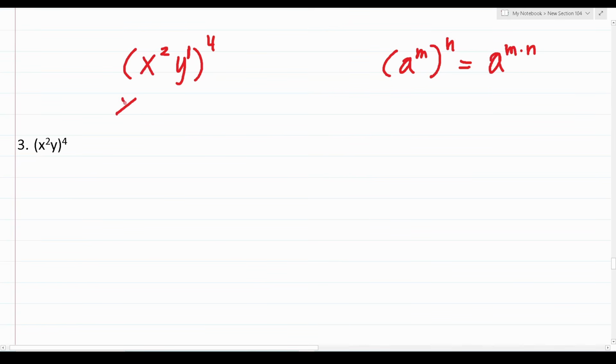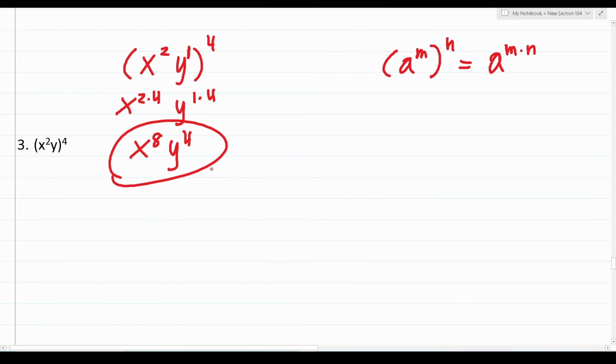This becomes x. Again, we're going to be multiplying our exponents. So this is going to become 2 times 4, y, 1 times 4. And that's actually pretty easy to work out. This becomes x. 2 times 4 is 8. Y, 1 times 4 is 4. All right, so we solved that one using the power rule. So let's go ahead and move on now.